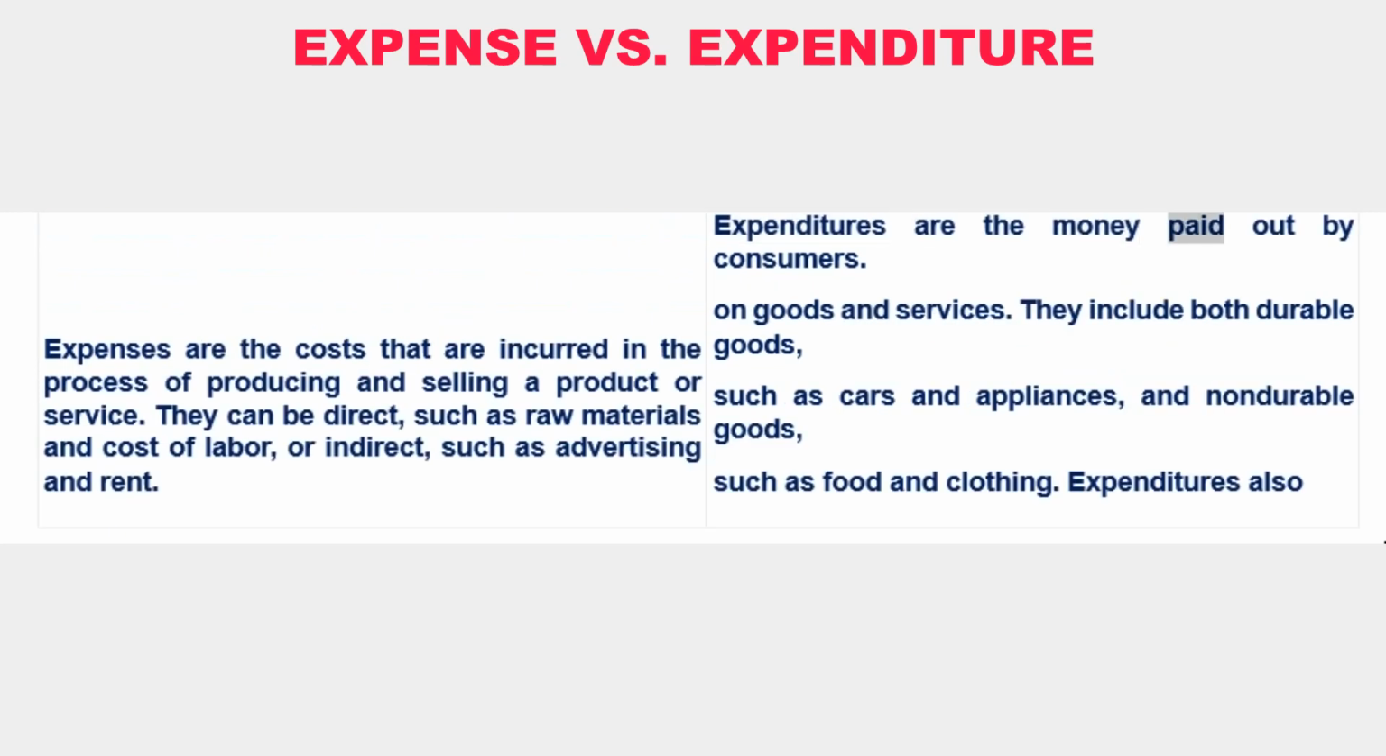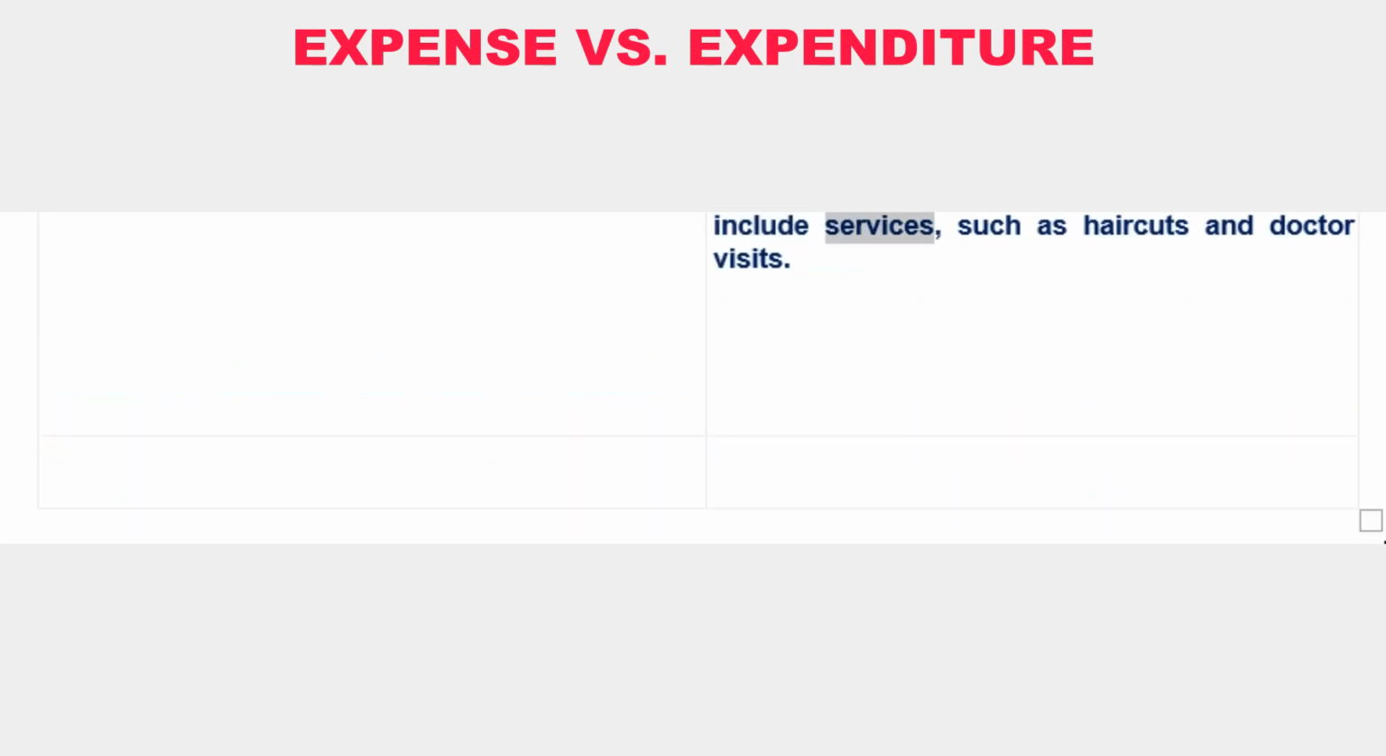Expenditures are the money paid out by consumers on goods and services. They include both durable goods, such as cars and appliances, and non-durable goods, such as food and clothing. Expenditures also include services, such as haircuts and doctor visits.